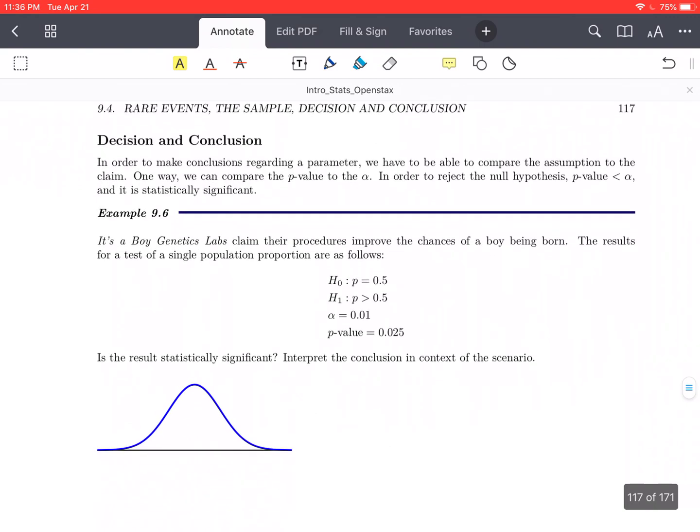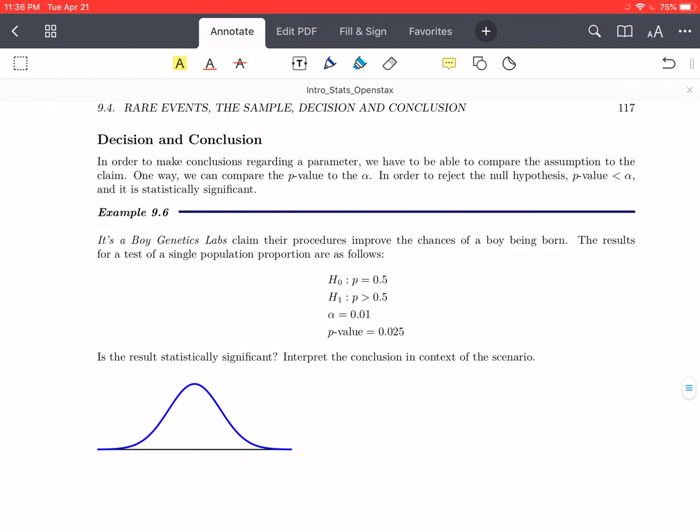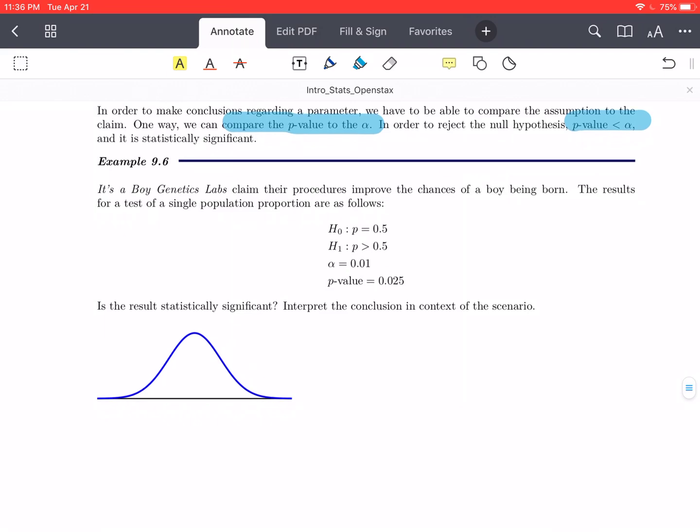All right, so decision and conclusion. Now it's talking about what kinds of conclusions we can draw based on these p-values. Oftentimes we will be comparing the p-value to alpha. That's our primary way of determining whether something is statistically significant or not: comparing whether the p-value is less than alpha. So let's look at this example.